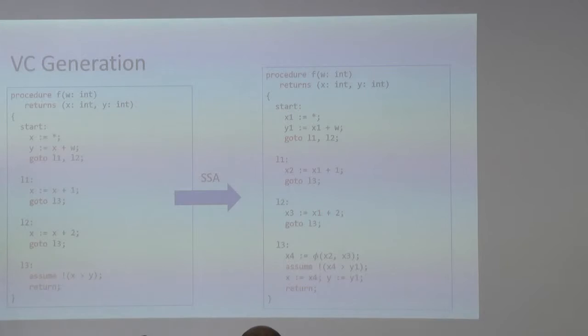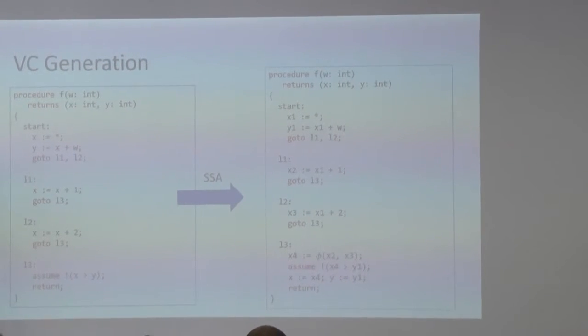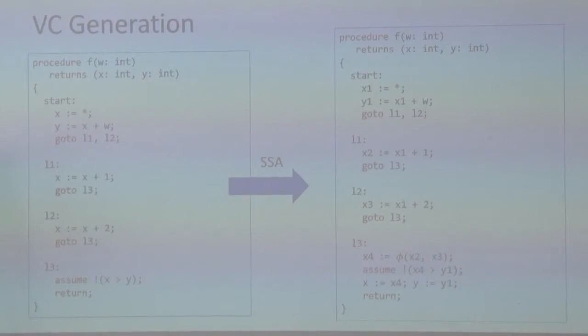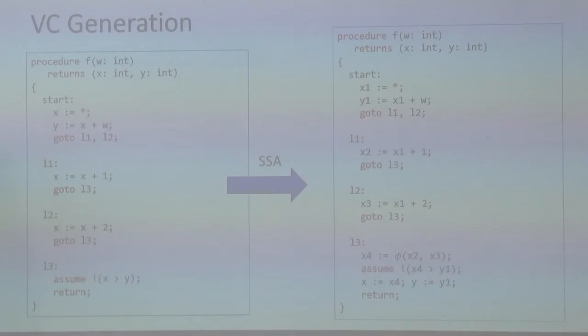So how do we generate this VC? Here's one way to do it. So there are several ways. Let me just explain one simple way of doing it. So the first thing you do is single static assignment. This is something you'll find in your compiler's textbook. And it's a rewriting where, after the rewriting, every variable has exactly one assignment in the program, okay? And the way you do it is that you just rename your variables.